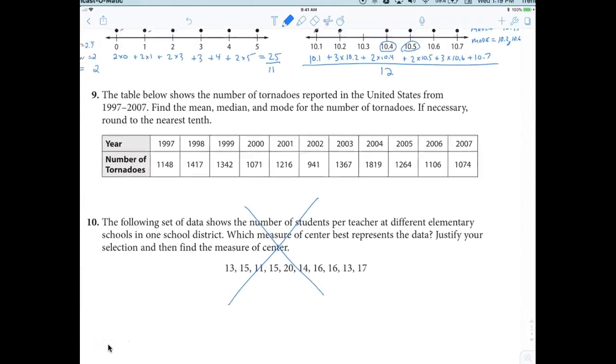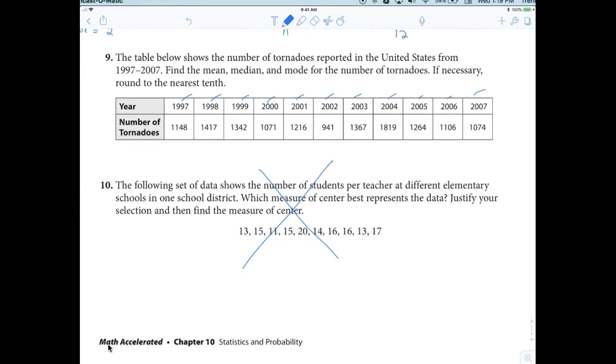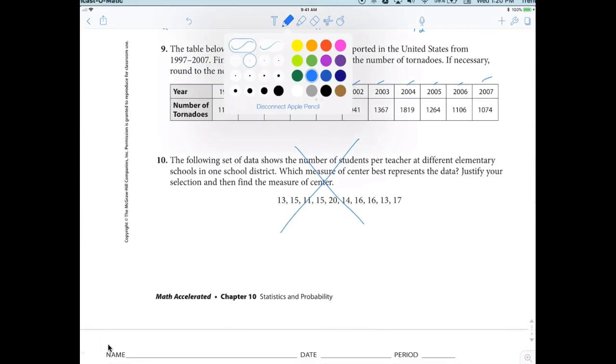All right. Now, here we go for question number 9. It says same situation, except this time it's kind of like a word problem. You can just say it says find the mean, median, mode. All right. So how many years are there? 1, 2, 3, 4, 5, 6, 7, 8, 9, 10, 11. Everybody agree with that? So what I want you to do now, you got to find the mean. Add the numbers up and divide by what number? 11. So let's get on that.